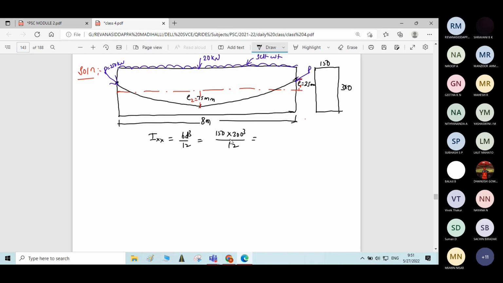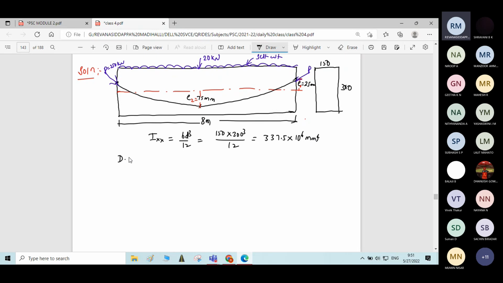So moment of inertia, if you calculate, just calculate the answer and check the answer. It is 337.5 into 10 power 6 mm4. Moment of inertia about x-axis.